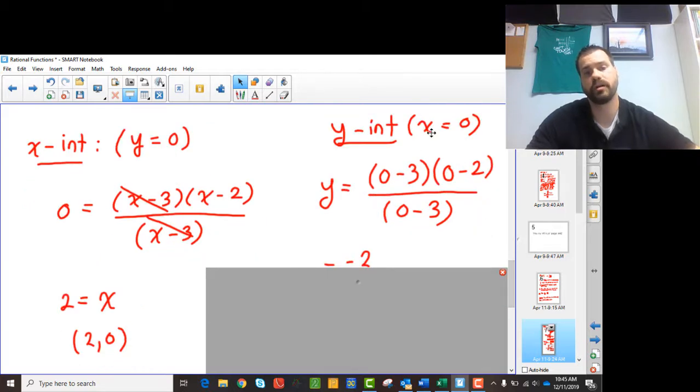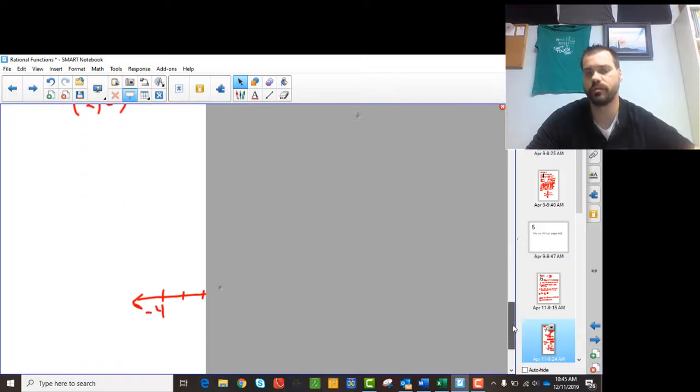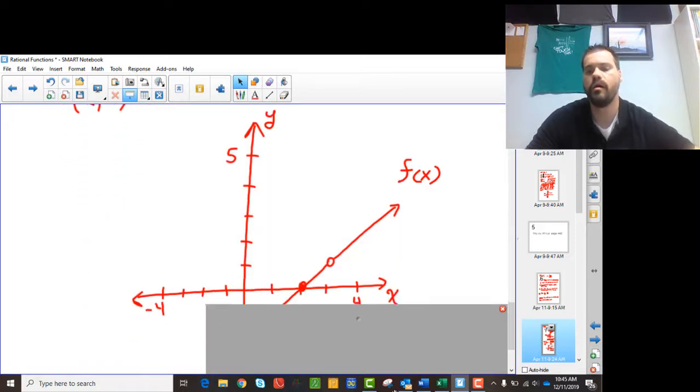Our y-intercept, we just plug x in as 0 and see what happens. And so we get just these cancel, right? Again, so we get 0, minus 2. So our y-intercept is 0 and minus 2. So we have all the information we want to graph this thing now.